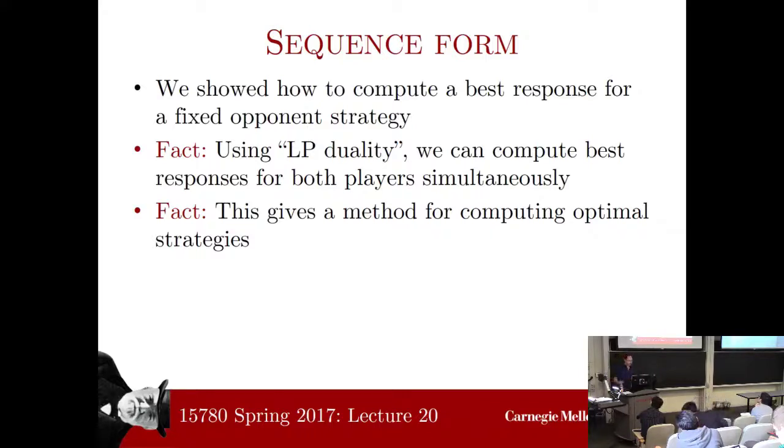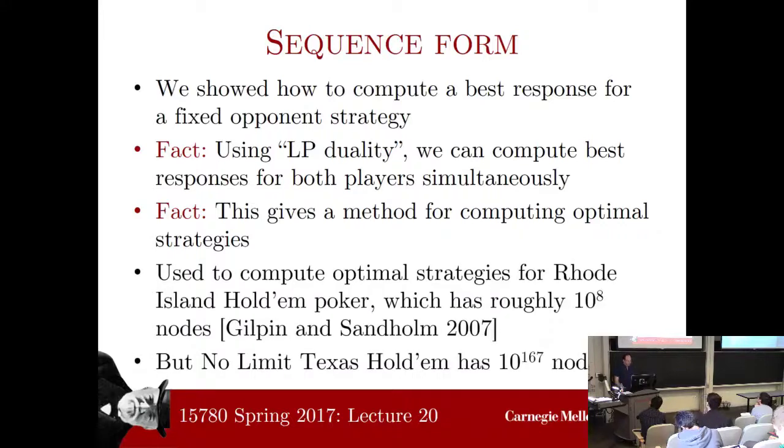Okay, so just to finish with the story, going back to poker. This kind of approach was used to compute optimal strategies for Rhode Island Hold'em poker, which is a simple variant of poker that has roughly 10 to the 8 nodes. This is work done at CMU by Tuomas Sandholm and his then PhD student Andrew Gilpin. But heads up, 2-player, no limit Texas Hold'em poker has 10 to the 167 nodes. So this is a huge, huge game, and of course a much, much bigger challenge.